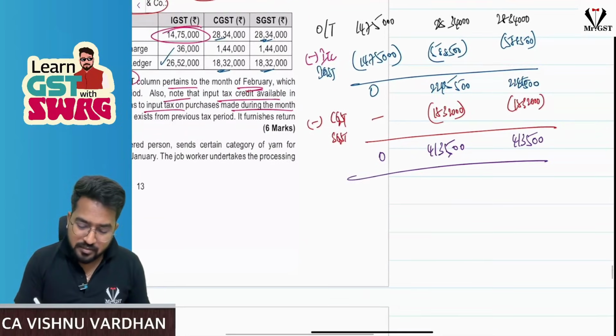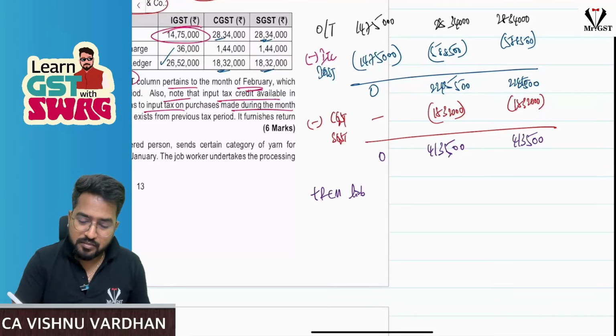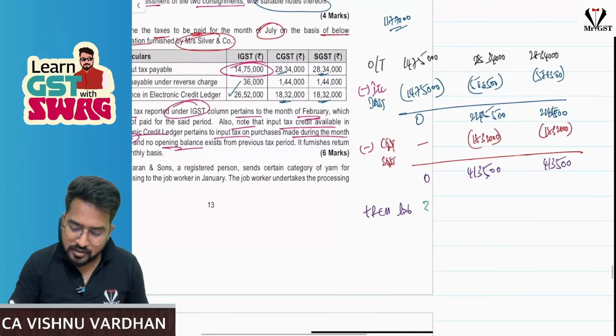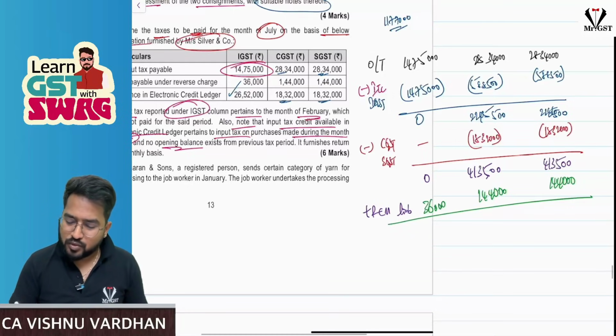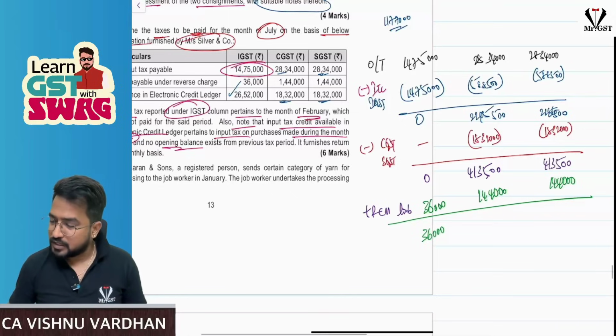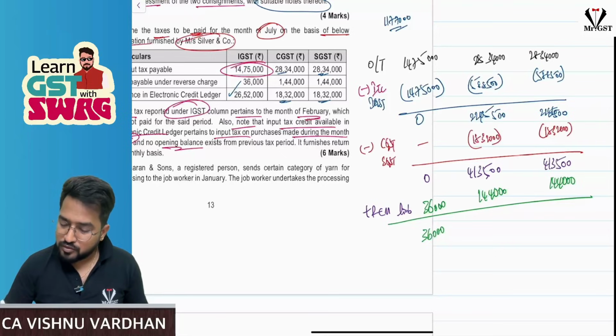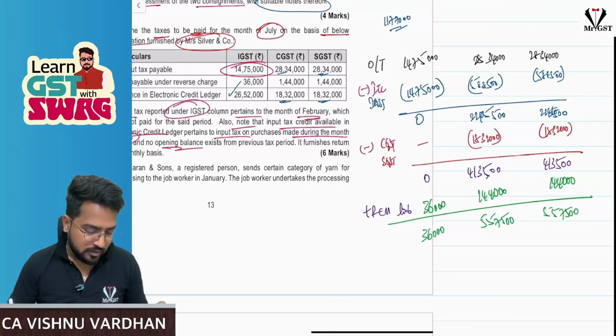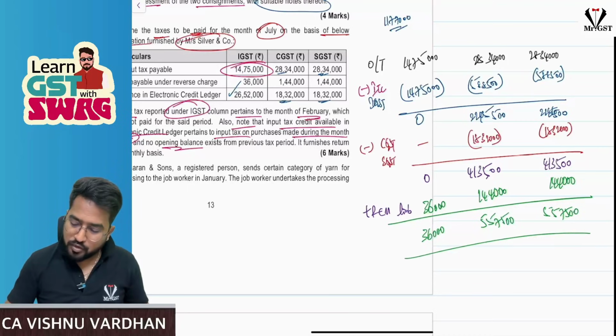But sir, there is an RCM liability also. So plus RCM liability, if you see what is RCM liability, 36,000 plus 1 lakh 44,000. So this is the total liability payable in cash. 5 lakh 57,500 is the total amount payable in cash.